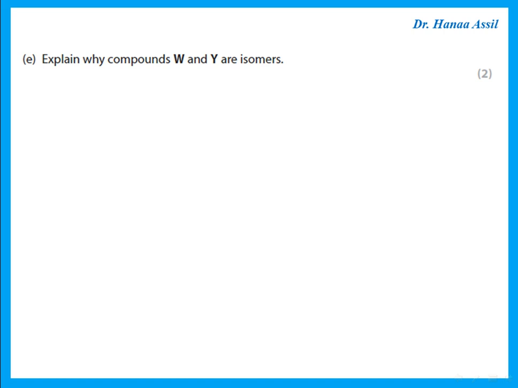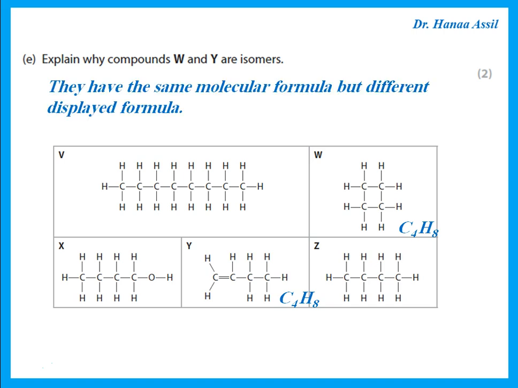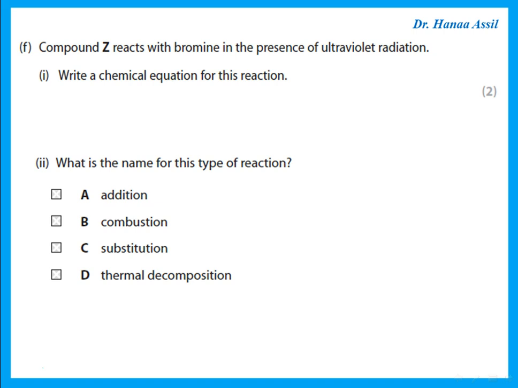Explain why compounds W and Y are isomers. Where are W and Y? Well, W and Y, each of them has 4 carbons, 8 hydrogens, but they're just drawn in different ways. So that is what we call isomers. So isomers have the same molecular formula, but different displayed formula or different structures. Okay, so these are isomers.